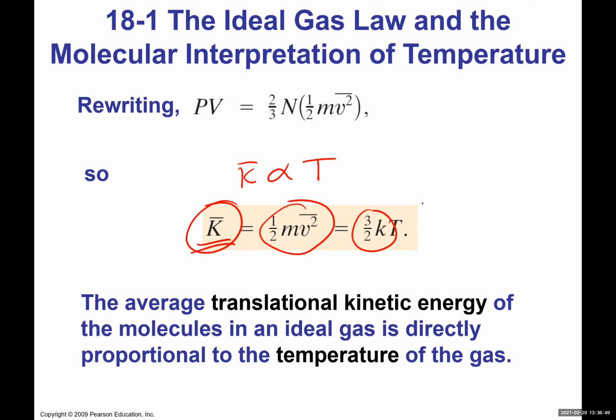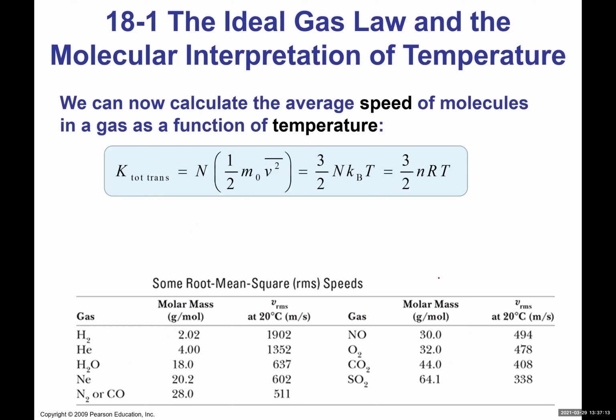You're going to see that temperature plays a really important role, especially in the next few chapters when we look at internal energy and things like that. Internal energy also completely depends on the temperature. So the average translational kinetic energy of the molecules in an ideal gas is directly proportional to the temperature of the gas. Those are the equations that we have.